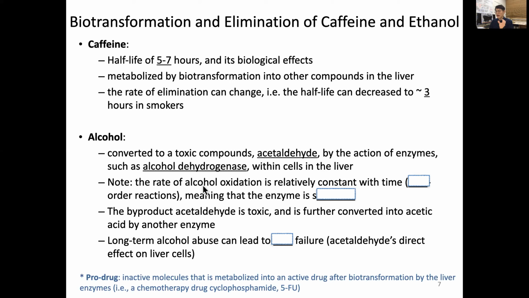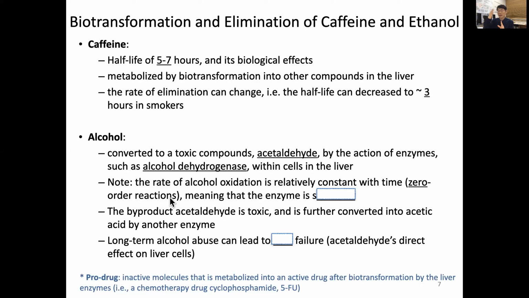Here, the rate of alcohol oxidation is relatively constant, as I said. Unlike the caffeine or nicotine curves in the body, alcohol is kind of constant. What does that mean? It means that there are enzymes which metabolize alcohol, but the rate is constant irrespective of the amount of alcohol. That means the amount of the enzyme might be not that much, so it's always saturated. It's just working at its high speed, and because of that, the rate of decrease of ethanol is constant. So we call that not first order kinetics, but zeroth order reactions.